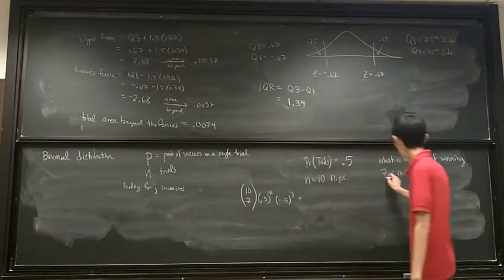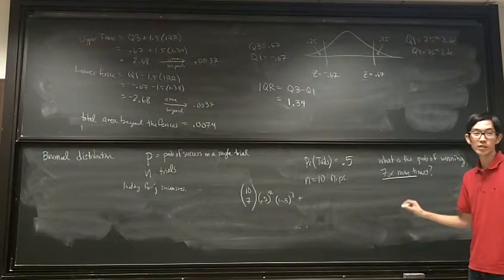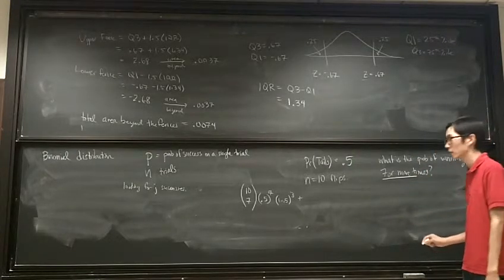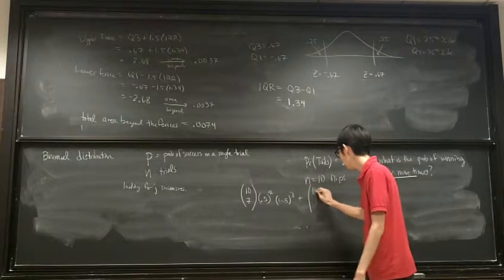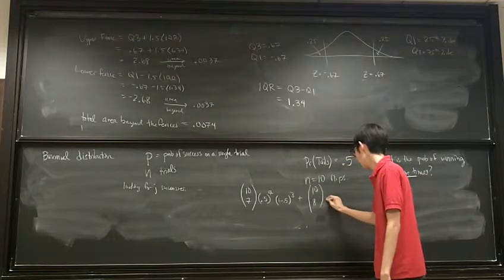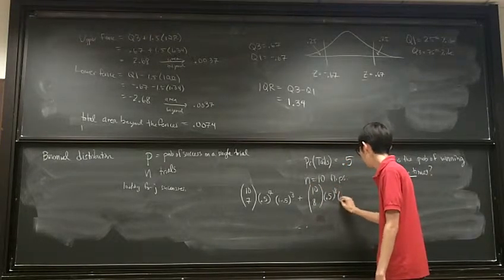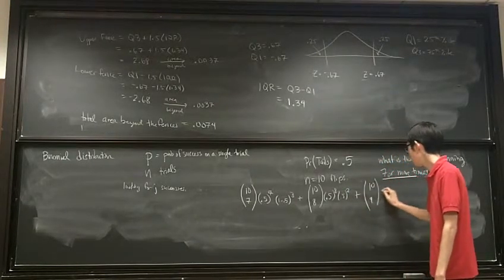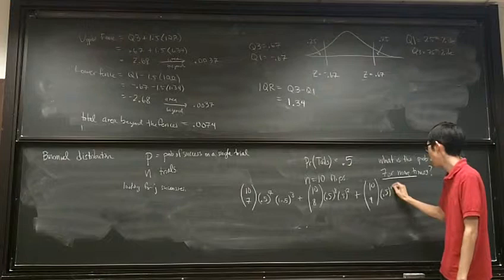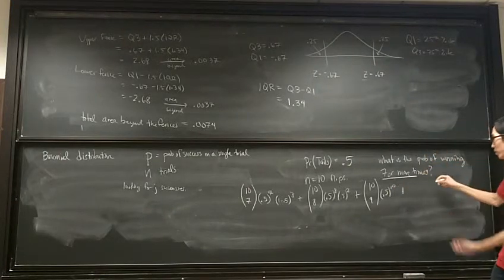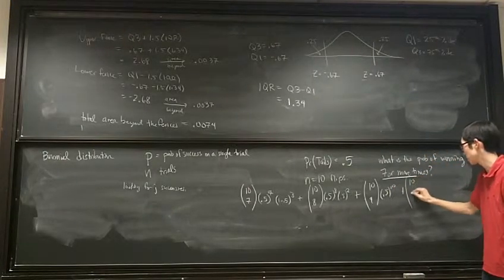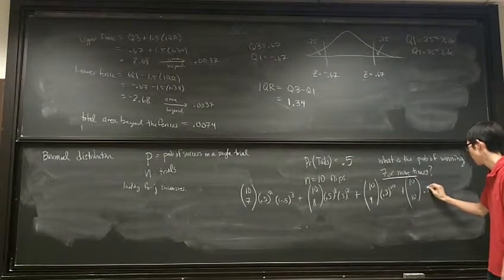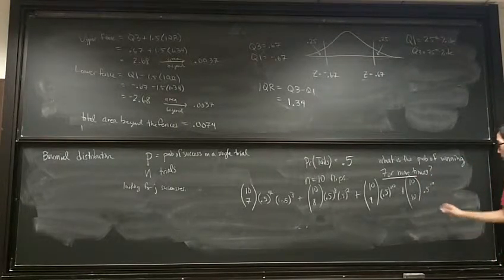But I'm asking 7 or more, right? So I also have to do, what else? 8 and 9. Yeah, 10 choose 8, 0.5 to the 8, 0.5 to the 2, plus 10 choose 9, and all of these become 0.5 to the 10, and only for coin flips, and that's why I picked it for simplicity. And 10 choose 10, times 0.5 to the 10, right?